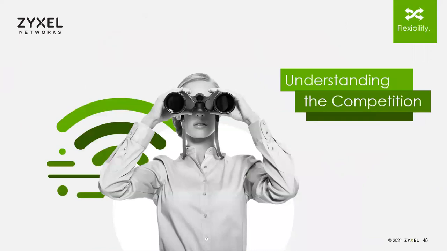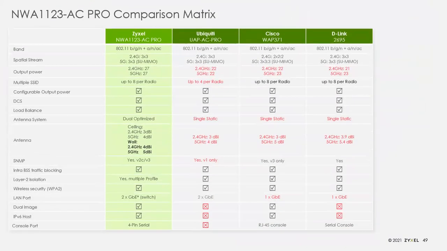So we'll go briefly through here some of the competition. We'll start here with the NWA 1123 AC Pro, probably our best-selling Wi-Fi 5 access point. It competes with the Ubiquiti UAP AC Pro. So you can see here, we've got more output power than they do. We support more SSIDs than they have. We have the dual optimized antenna versus that single ceiling only antenna pattern. Higher gain on the antennas. Full support for SNMP V2C and V3 versus only SNMP V1 on the Ubiquiti.